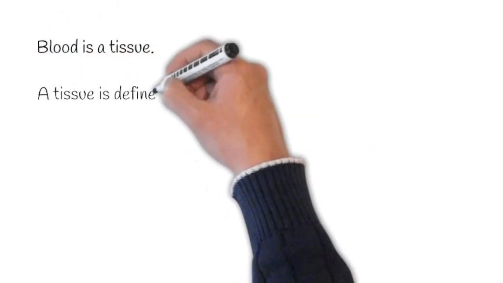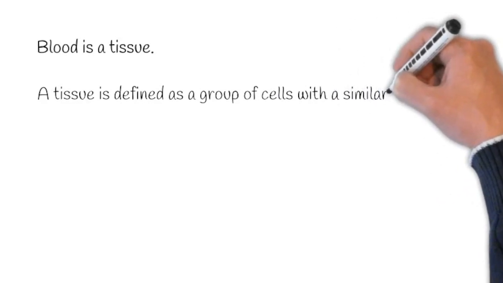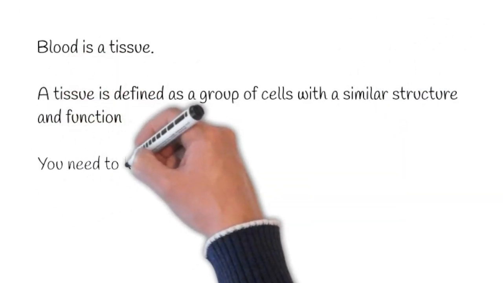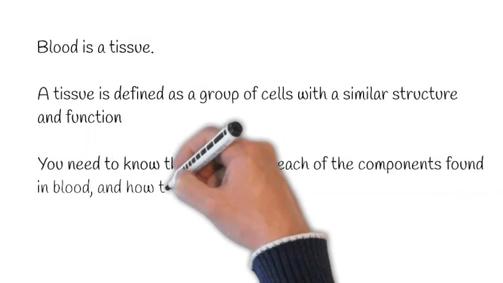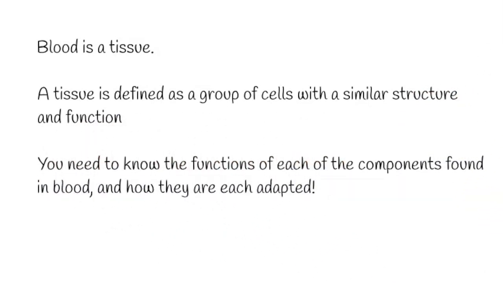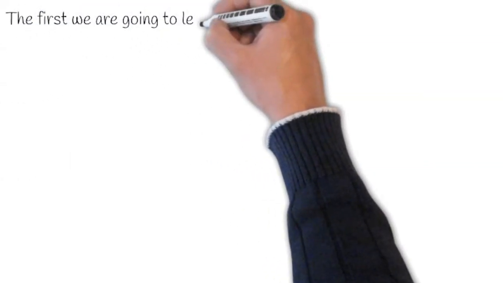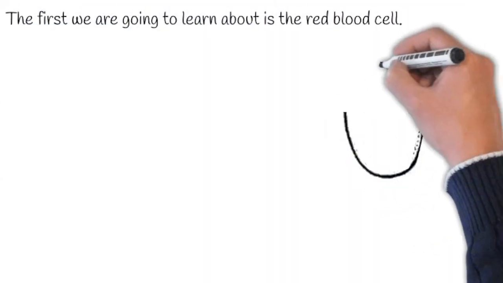Blood is a tissue. You'll remember a tissue is defined as a group of cells with a similar structure and function. You need to know the function of each of the components found in the blood and how they are adapted for their function. The first we are going to learn about is the red blood cell.